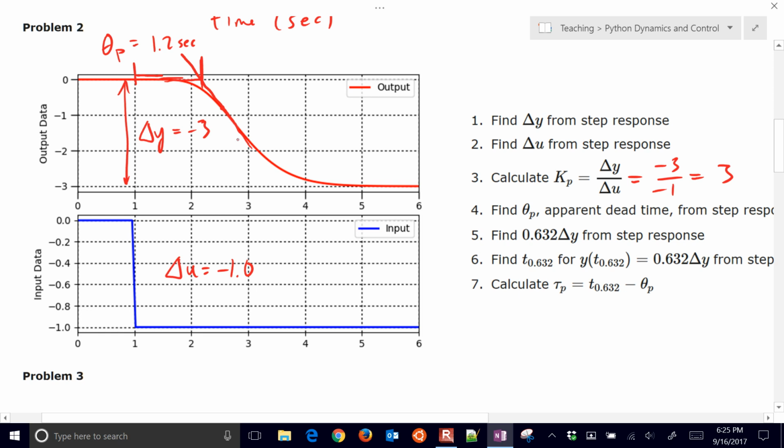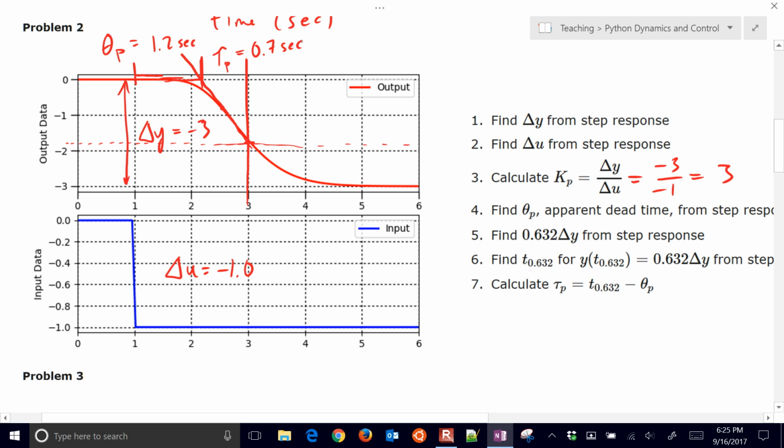I've got 63% of the way there, and about here. I'll draw the line over, and where that intersects is about here, 2.9 or 3. And so this is going to be tau p, and tau p is going to be about 0.7 seconds again.